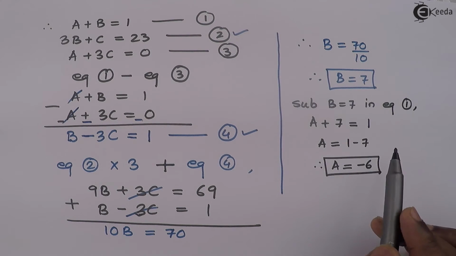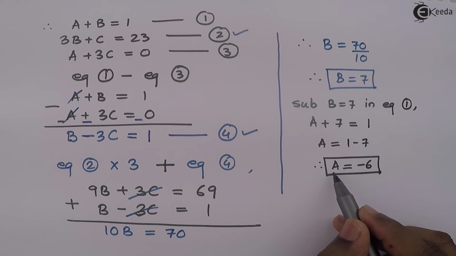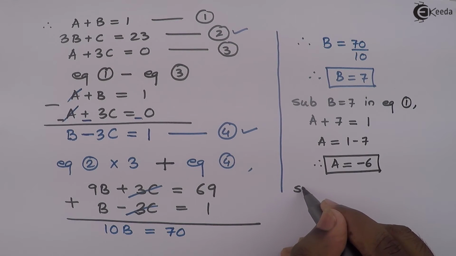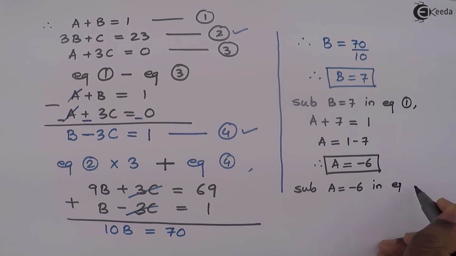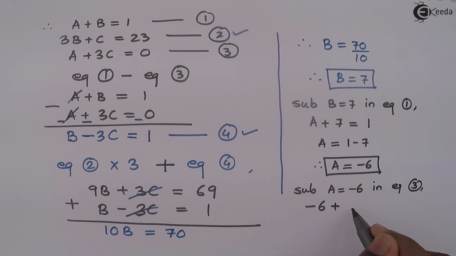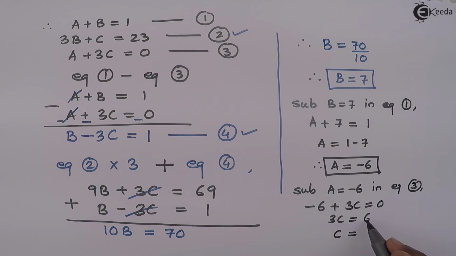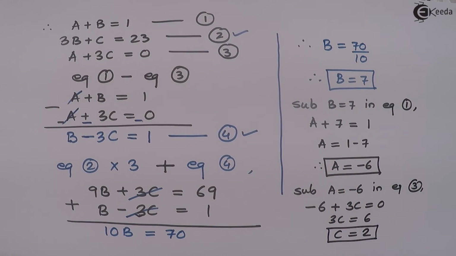Now to get the value of c, we will use equation number 3. So here we will say substituting a equal to minus 6 in equation number 3, we will get minus 6 plus 3c equal to 0. So 3c is equal to 6 and c is equal to 6 upon 3, that is 2. So the value of c is 2. So we got the values of a, b and c.